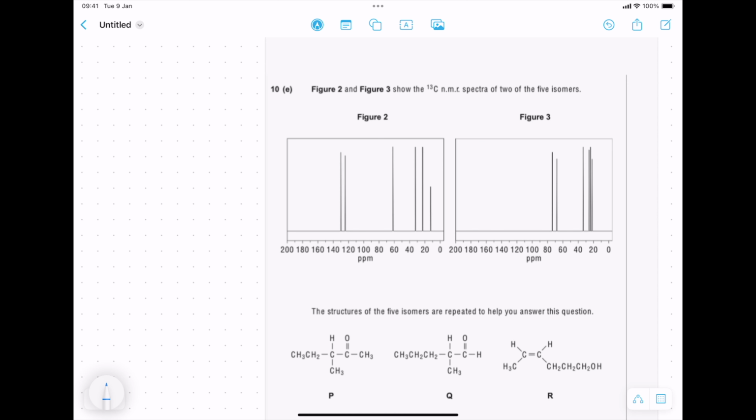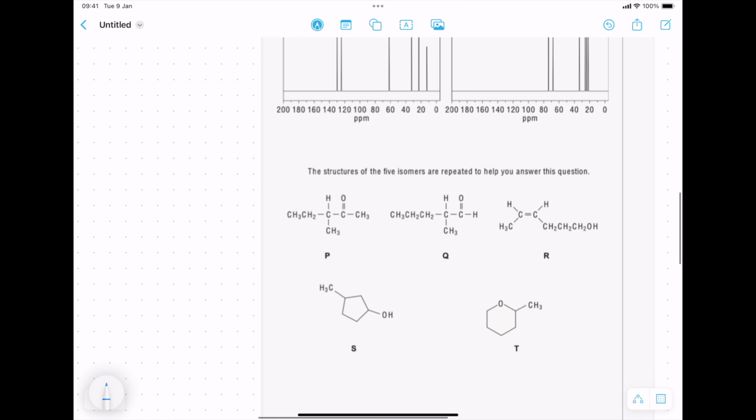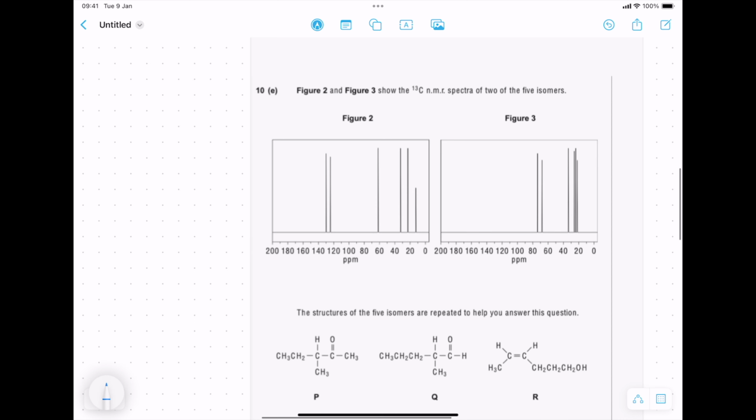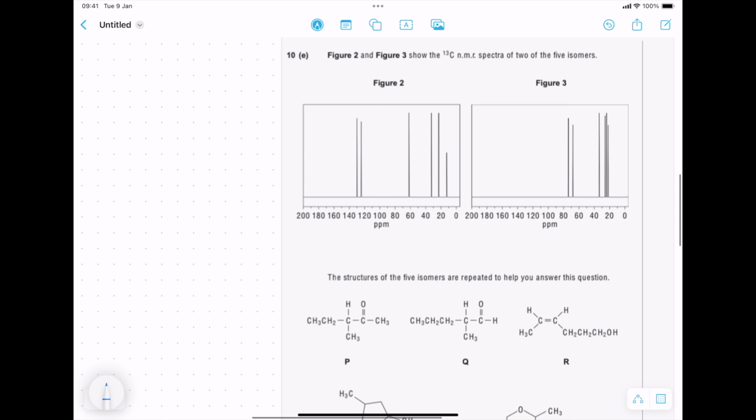So in this example here, we have 2 spectra and 5 different isomers to choose from, which you can see at the bottom. What we have to do is essentially match the figure 2 spectra and figure 3 spectra to the correct molecule. So how do we go about this in the quickest, most efficient way? Let's start with the easiest one, which is rule number 1: the number of peaks is equal to the number of environments. And also look at the types of peak present and see if they have a corresponding chemical shift matched to that functional group.